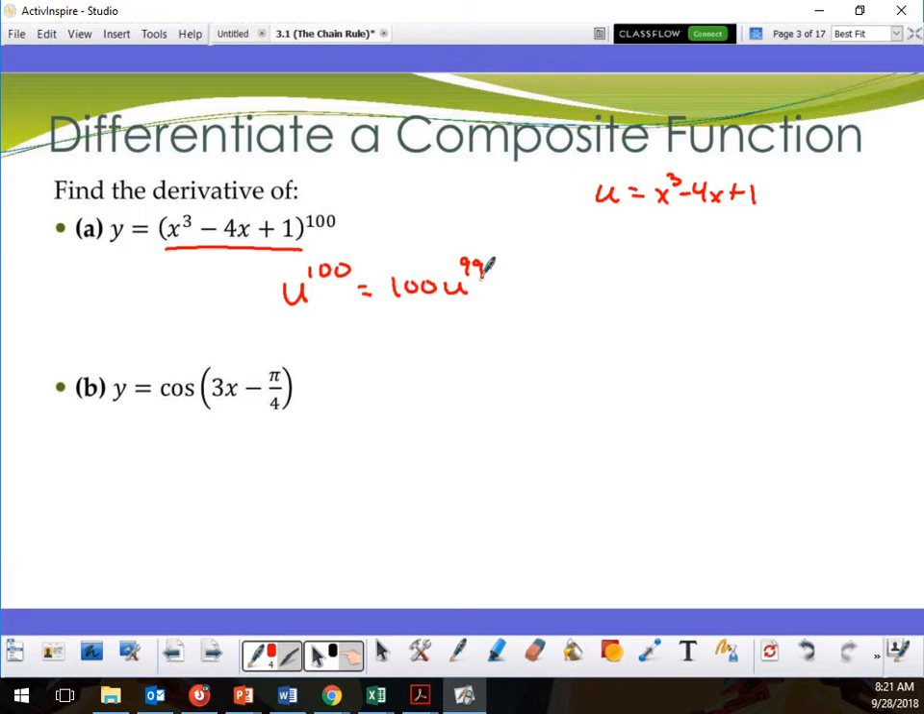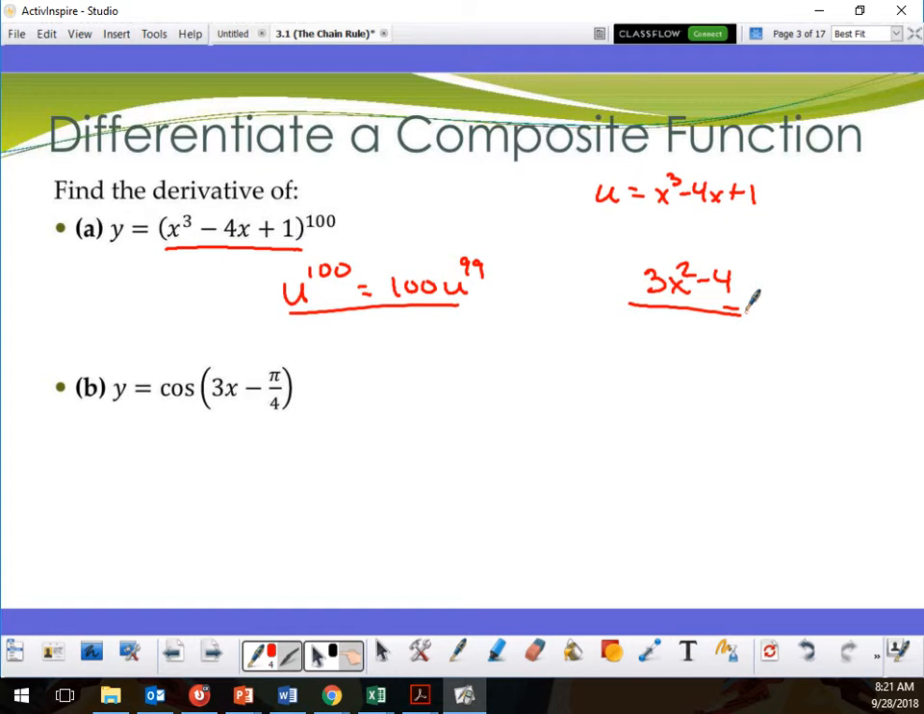Now, what's the derivative of the inside? The derivative of just what's on the inside here. Okay, the derivative of this would be what? 3x squared minus 4, right? So now let's go back and actually put it back together. Okay, so there's the outside, there's the inside.